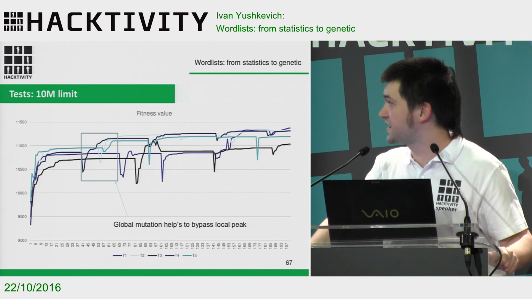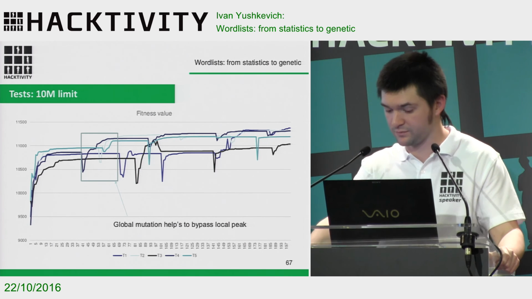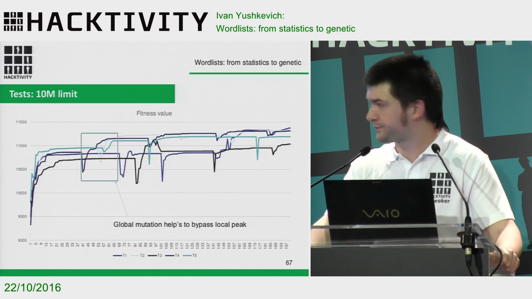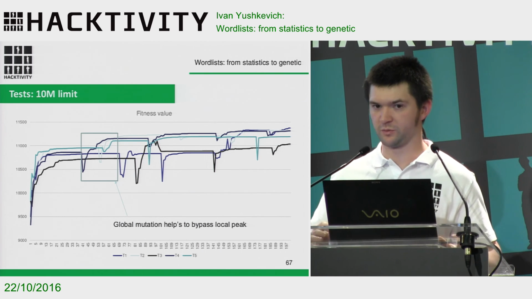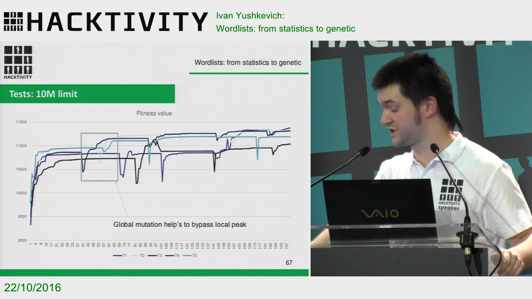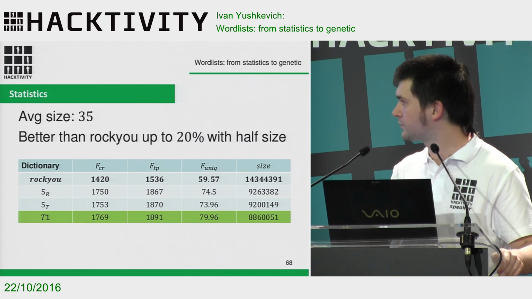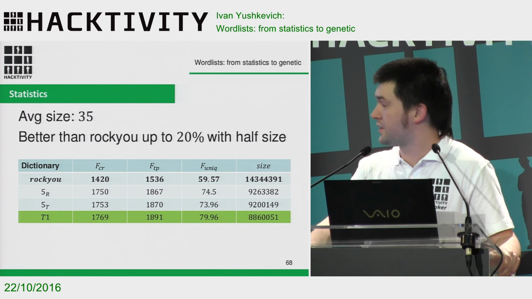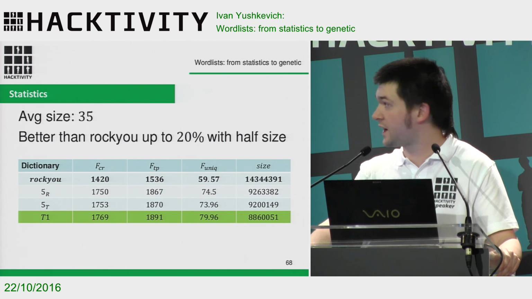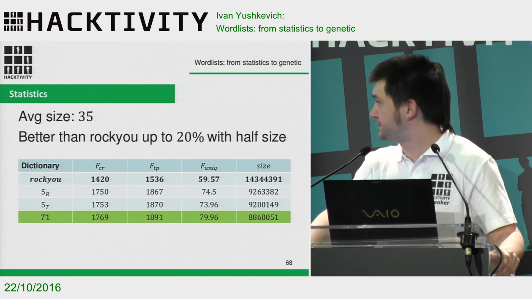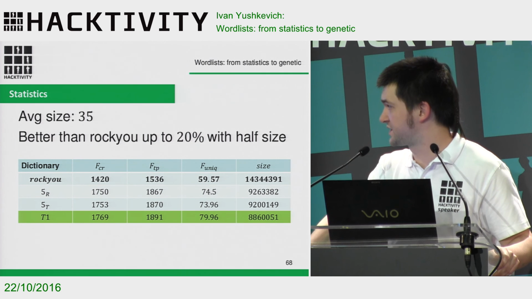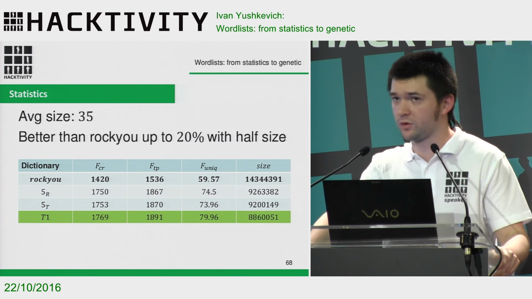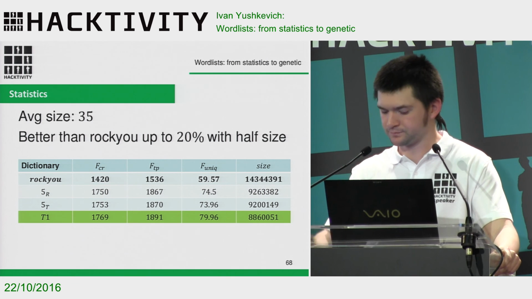And another test for 10 million passwords, which is about 100 megabytes. As you can see here, the global mutations help the populations jump from one local optimum to another and get better results. Here the average dictionary size is 35, and there was a dictionary that is even better than the best representatives from previous tests, and even better than RockYou by about 20%.